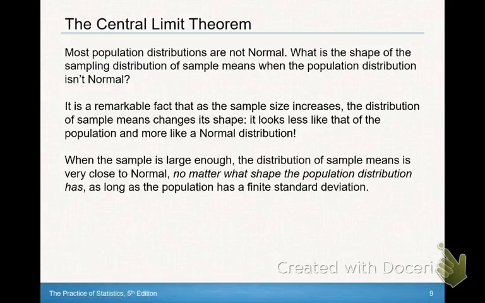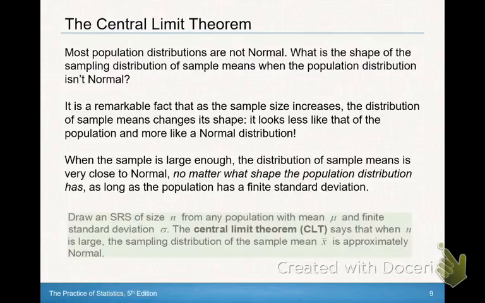When the sample is large enough, the distribution of sample means is very close to normal, no matter what shape the population distribution has, as long as the population has a finite standard deviation. So if we draw an SRS of size n from any population with mean mu and finite standard deviation sigma, the central limit theorem says that when n is large, the sampling distribution of sample means, x bar, is approximately normal.